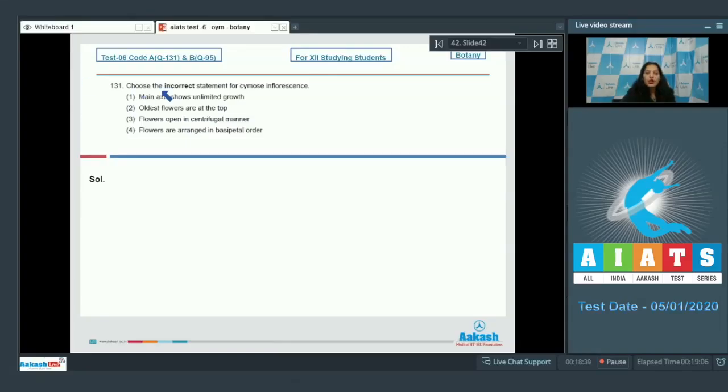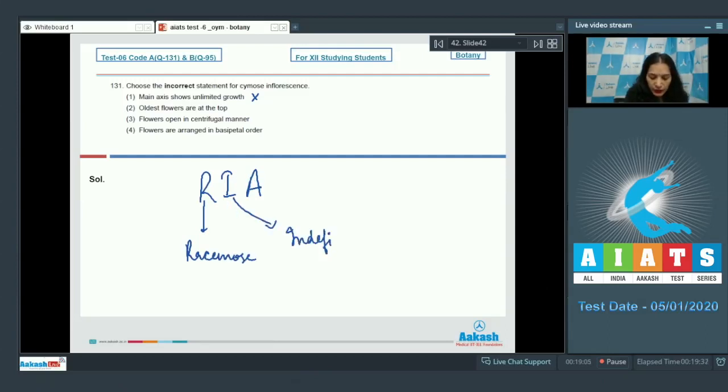Question number 131. Choose the incorrect statement for cymose and racemose inflorescence. Main axis shows unlimited growth. No. Unlimited growth is seen in the racemose inflorescence. Just to remember racemose inflorescence, try to remember a word which is RHEA. RHEA means racemose inflorescence shows indefinite growth of the main axis and acropetal arrangement of the flowers.